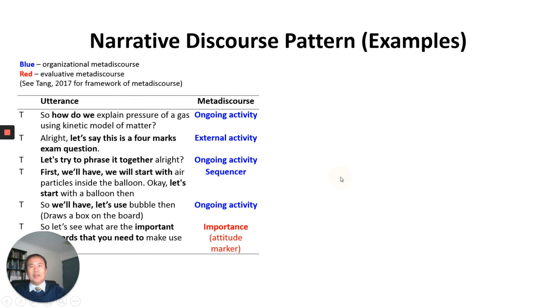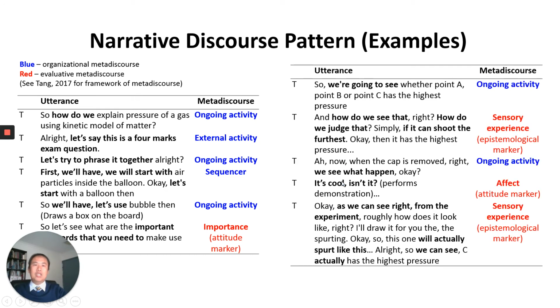Now let's look at a different example coming from the same teacher. Now in this transcript, the teacher is again framing the context for a later activity. However, this activity is not an explanation from an examination question, but instead it is a hands-on demonstration to show the effect of height on water pressure. In this demonstration, the teacher created 3 holes in a water bottle, and he called them point A, point B, and point C. He then asked the students which point has the highest pressure.